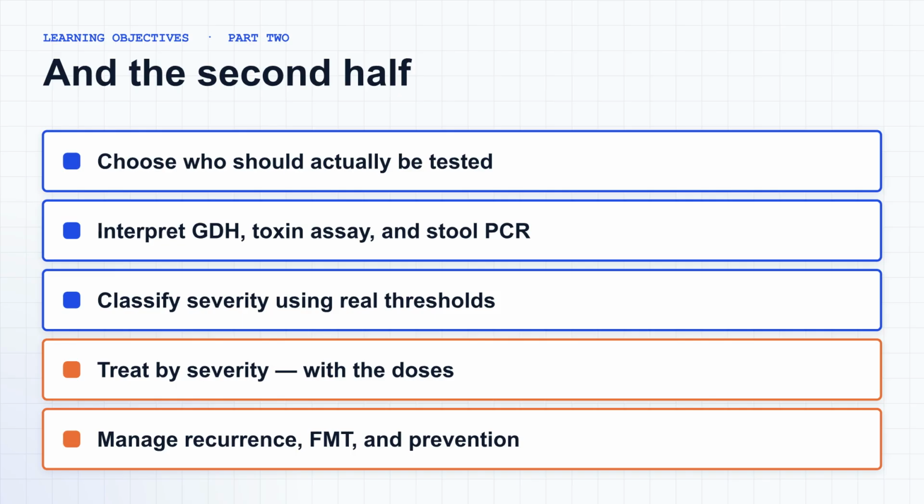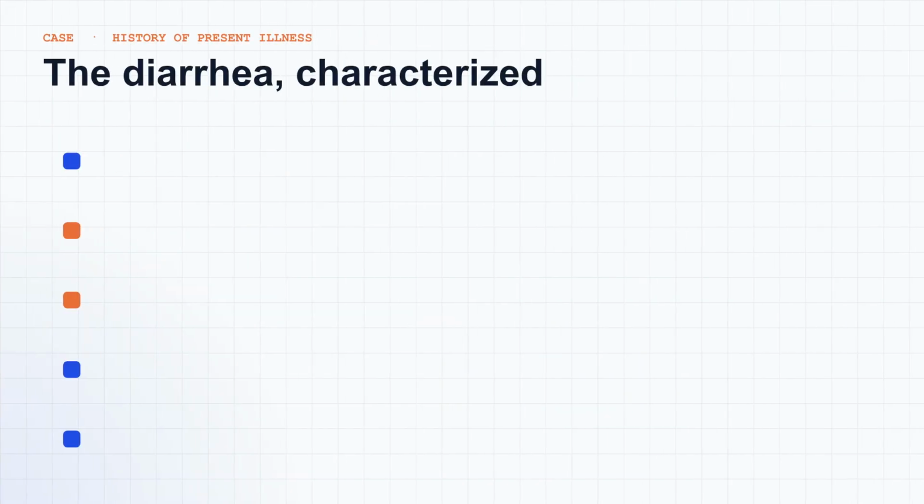Notice how the second half is entirely decision-making: who to test, how to read the test, and which drug to write. Those decisions separate a good C. difficile plan from a reflexive one. Let us take the history.